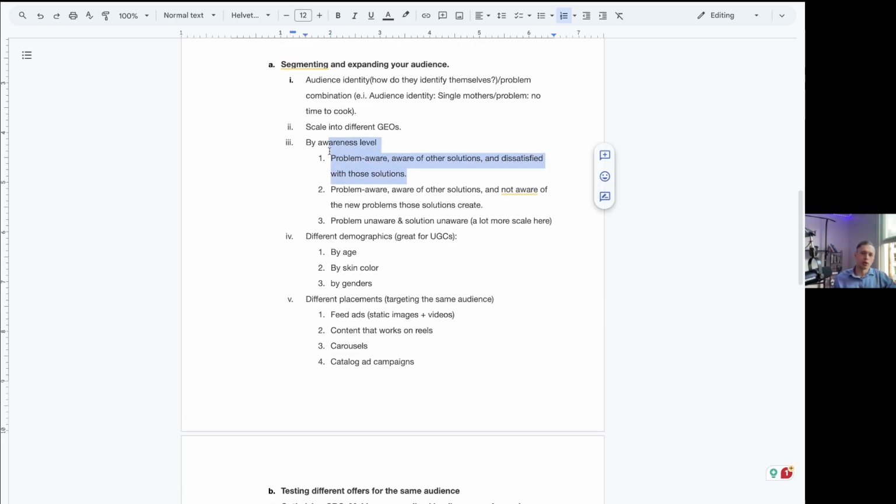So this one's great because you can create ads like before and after ads, just contrasting other solutions with yours, and that's gonna just 100% work. And then there's problem aware, where they're aware of other solutions, but they're not aware of the problems those solutions they're using create.